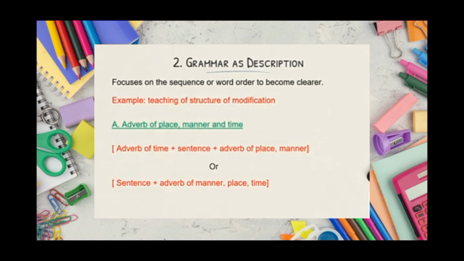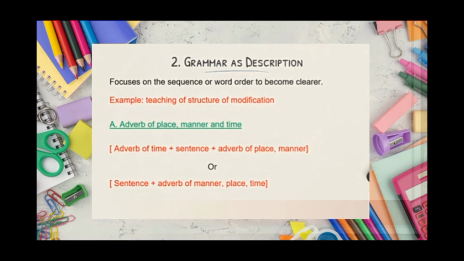Number 2, grammar as description focuses on the sequence of words in order to become clearer. Example, teaching of structure of modification. Letter A, adverb of place, manner, and time. So, we need to have adverb of time plus sentence plus adverb of place and manner, or sentence plus adverb of manner, place and time.